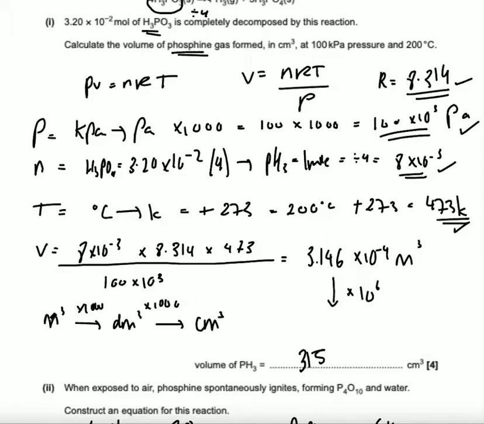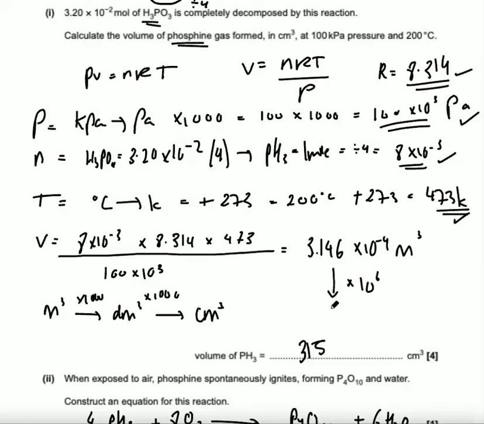And that's because you go from meters cubed to decimeters cubed, divide by 1,000. Oh, sorry, you multiply by 1,000. So from meters cubed to centimeters cubed, you multiply by a million. And so we do this because from meters cubed to decimeters cubed, we multiply by 1,000. And from decimeters cubed to centimeters cubed, we multiply by 1,000 again. So if we just straight away jump it, then it's multiplied by a million. And so we times 10 to the power of 6, which is a million, and we get 315 centimeters cubed. And that's our answer.